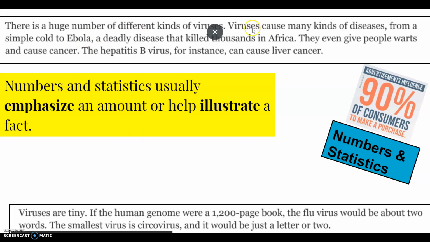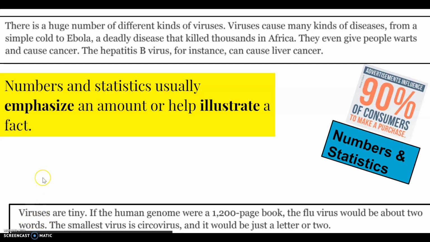I'm going to give you two examples again that we went over from Monday in case you need a little review or didn't watch the video. So I'm going to go ahead and read this top paragraph, and I'm going to highlight the number. So the author says there is a huge number of different kinds of viruses. Viruses cause many kinds of diseases, from a simple cold to Ebola, a deadly disease that killed thousands. So the author is making a choice. He is choosing to emphasize to the reader that the Ebola virus killed thousands of people. So he's emphasizing how deadly the Ebola virus was.